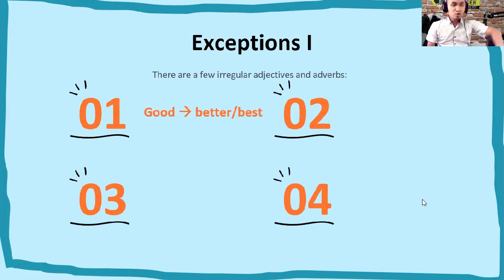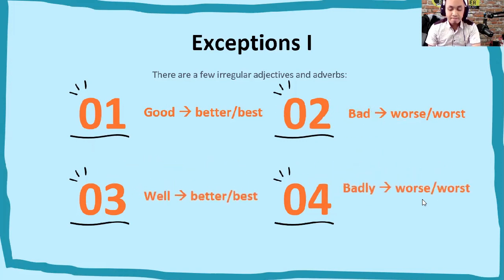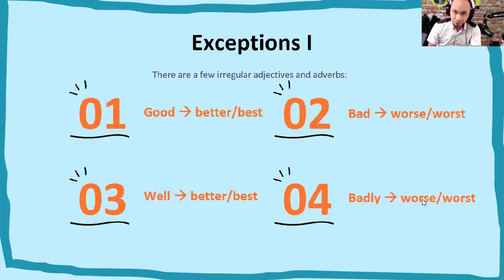If you want to make a comparative adjective and superlative adjective, just use better for the comparative adjective. For the superlative adjective, just use best. The second one, bad, worse, worst. The third one, well, better, best. And then the fourth one, badly, worse, and worst. This is the first exception.